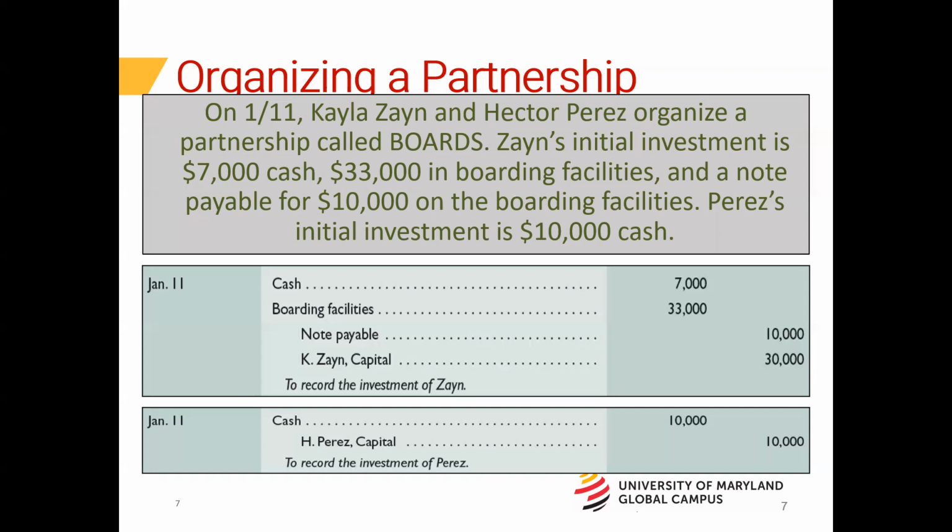And we have another partner that is coming into the business with $10,000 in cash. So you just debit cash and credit capital to that partner. And when you see capital, by the way, of course, what we're referring to is owner's equity. Those are owner's equity accounts.